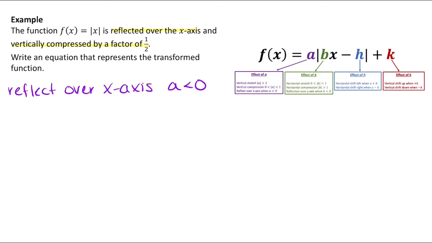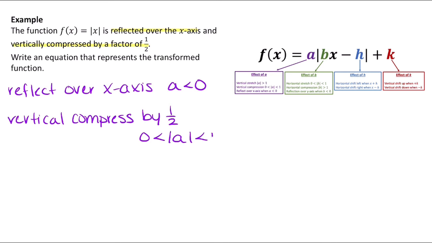Well, it doesn't so far tell me an a. Let's see what else I have. So it says vertically compressed by 1/2. My study guide tells me that means the absolute value of a is between 0 and 1. So my absolute value of a, well, that's like 1/2, right? The absolute value of 1/2 is between 0 and 1, but I also need my a to be less than 0. So what am I going to do? If I make this a negative 1/2, the absolute value would still be between 0 and 1, but I'd also have that a is less than 0.